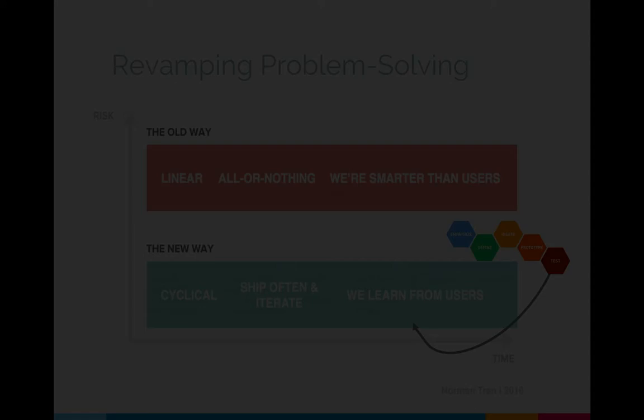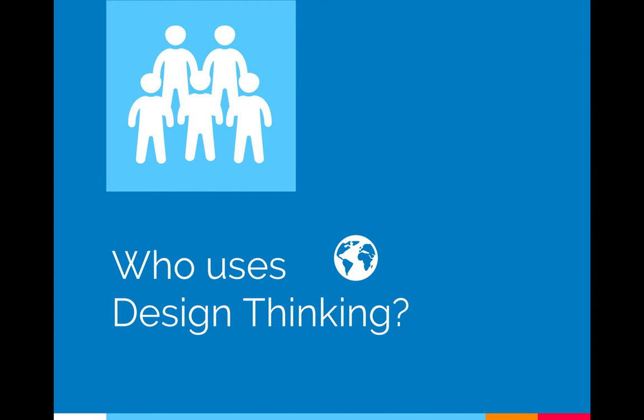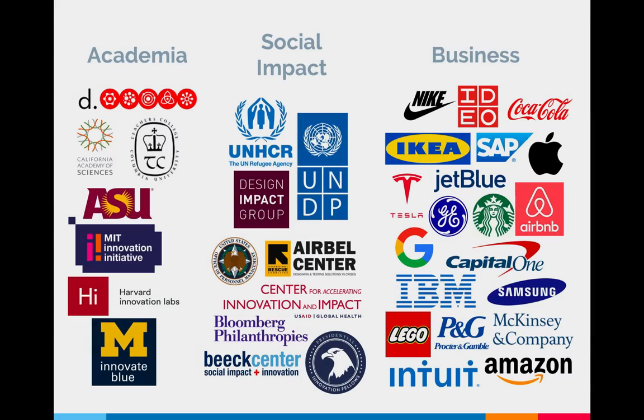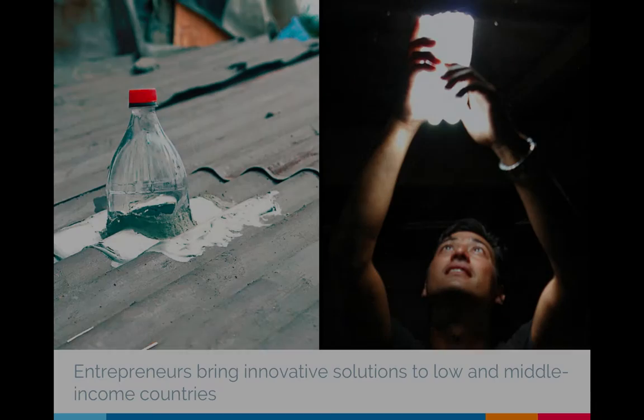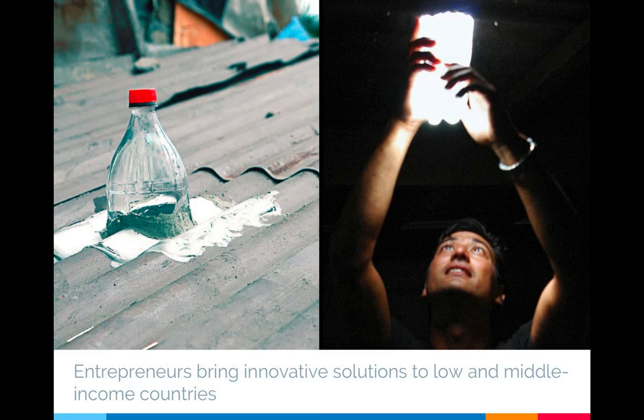So now we're going to look into who uses design thinking. Design thinking is used in many different ways and across all sorts of industries, from academia to social impact to business. How is it used in the social impact world, since that's the world we're really focused on? Let's look at the Philippines. An entrepreneur from the Philippines launched a project that installed solar-powered lamps made of plastic bottles and water to light over 15,000 homes in dark, cramped slum housing. These lamps served as an economically viable alternative to glass windows.